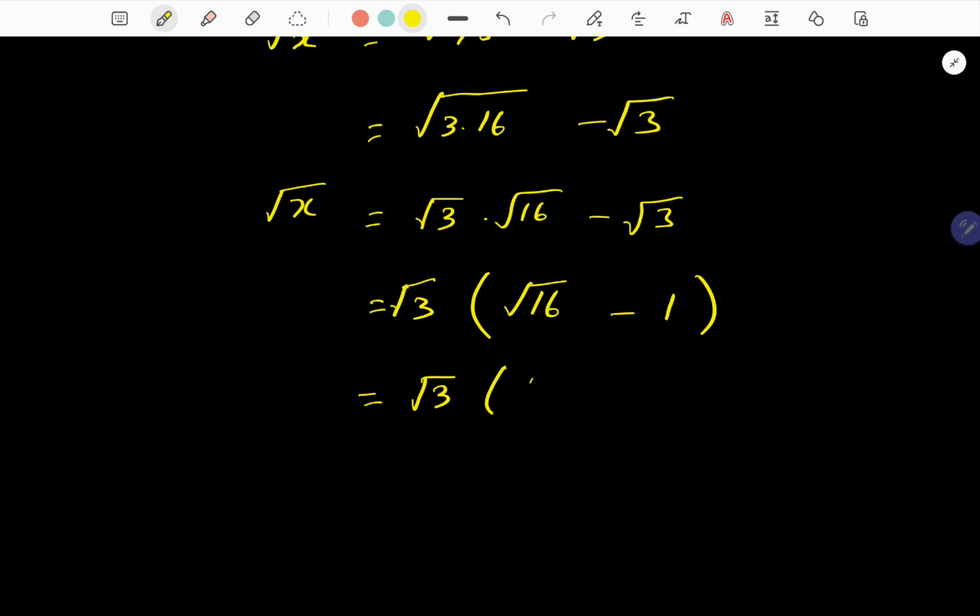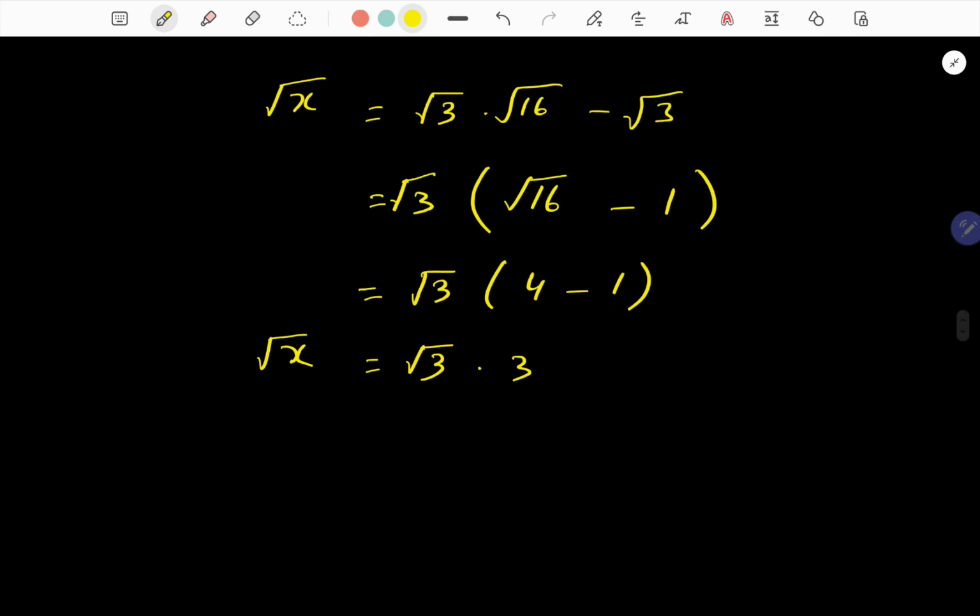This square root of 16 is 4, so 4 minus 1, which is equal to square root of 3 into 3. This is the value of square root of x.